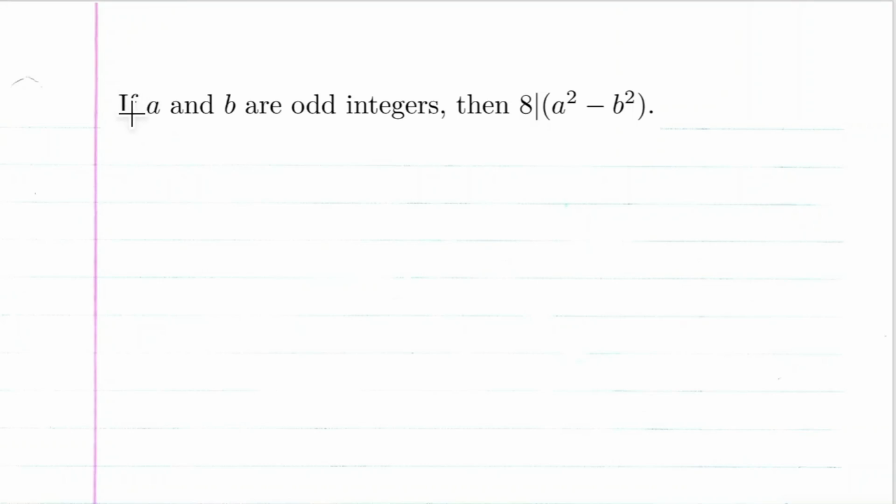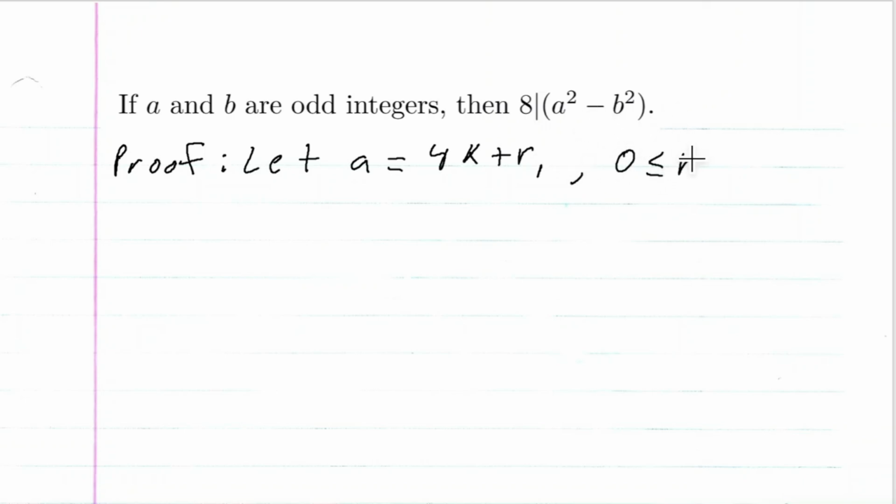Okay, so we're going to prove that if a and b are odd integers, then 8 divides a squared minus b squared. So let's go ahead and start this proof. We're going to have a and b be of the form: let a be equal to 4k plus r sub 1, where r sub 1 is bigger than or equal to 0, and it's less than 4.